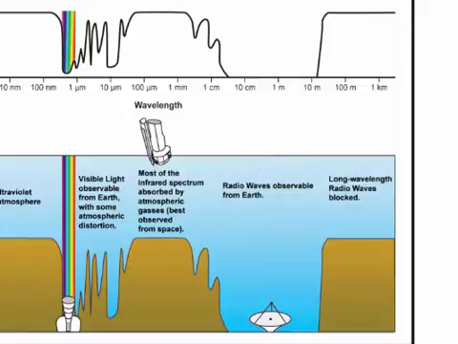The atmosphere is transparent. This is why we use radio waves to communicate with cell phones or with our televisions, with satellites. All of that uses radio waves because the atmosphere is transparent. And so we can observe radio waves from the Earth.